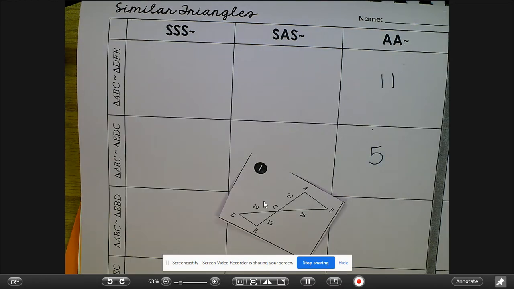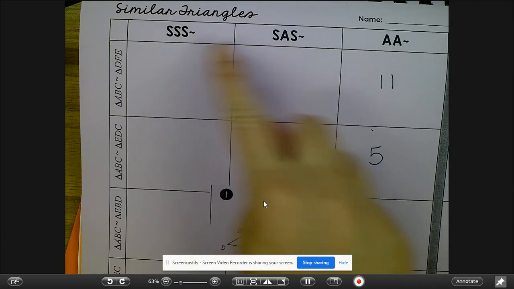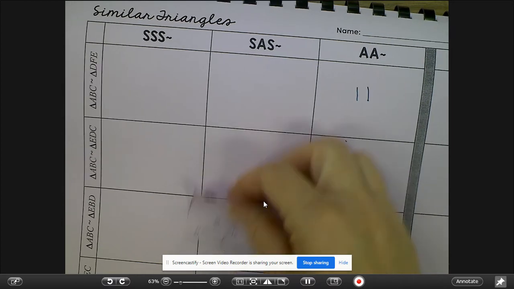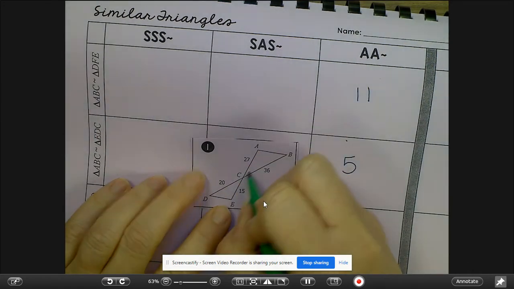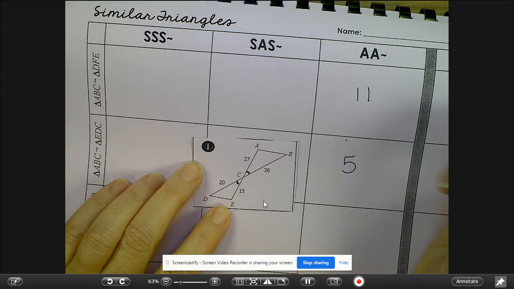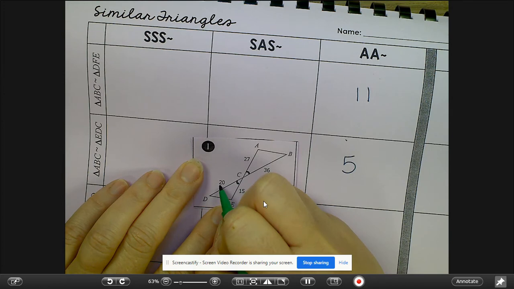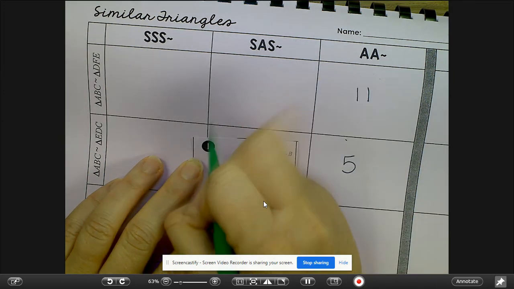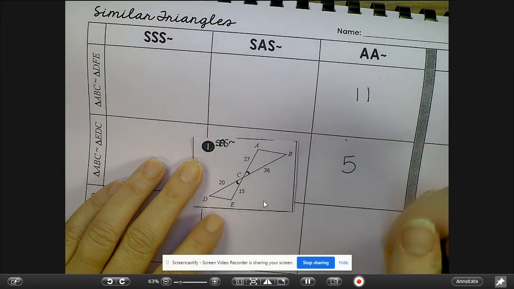So here's question number 1, and we need to decide if it's similar by side, side, side, side, angle, side, angle, angle, or not similar at all. And the way that we do that is by comparing angles and sides. So one thing we briefly mentioned before was that when you have angles that are across from each other like this, they're called vertical angles, and they are congruent. So to me, immediately I'm like, okay, well, I have 2 sides on each one and an angle. So the only option here right now that I can think of would be side, angle, side. So I'm going to kind of put it there to think about it.